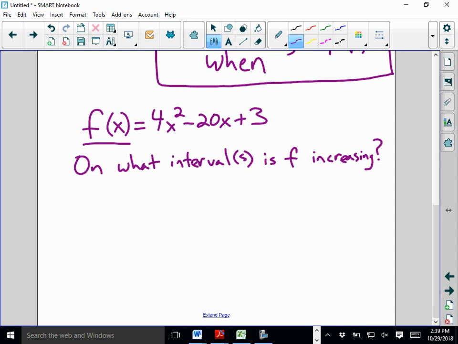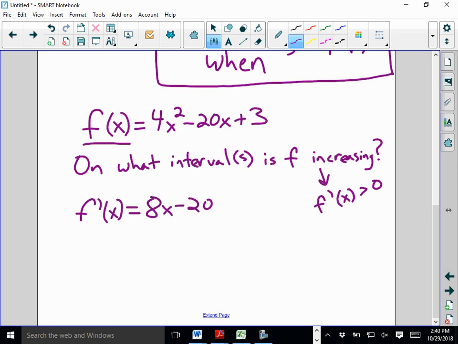My definition, what I need to know immediately, is f is increasing anytime f prime is greater than 0. So I need to figure out when f prime is positive. When I get that interval or intervals, that will be the same as the intervals for when f is increasing. Since I need to know when f prime of x is positive, I need an expression for f prime of x. So the first thing I want to do is find f prime of x. Well, f prime of x is very easy to calculate here. We get 8x minus 20.